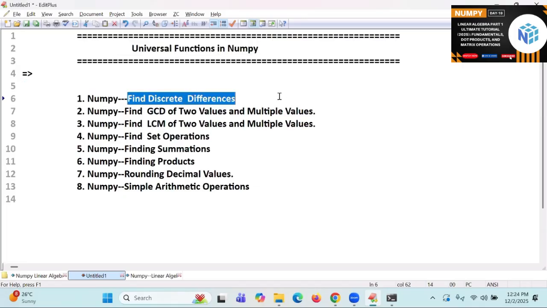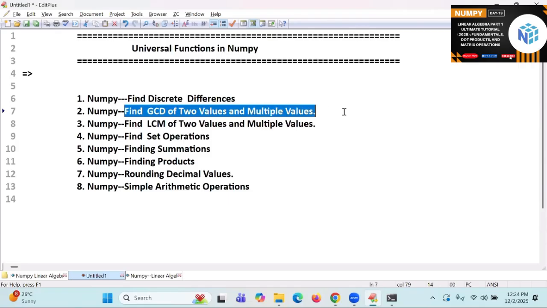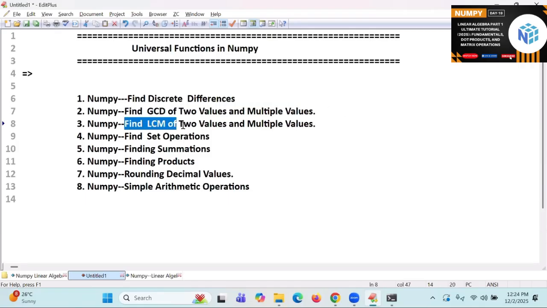Finding discrete differences. Next, finding GCD of two values and multiple values. Finding LCM of two values or multiple values. Finding set operations. Finding summations. Finding products. Rounding decimal places. Simple arithmetic operations. Right.